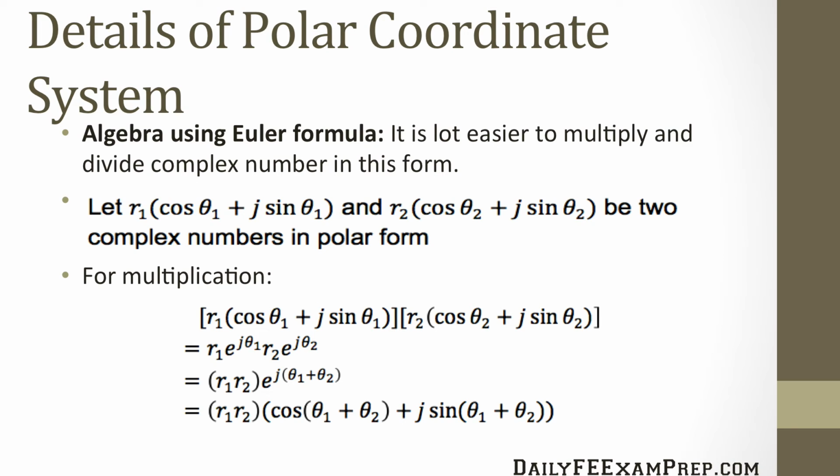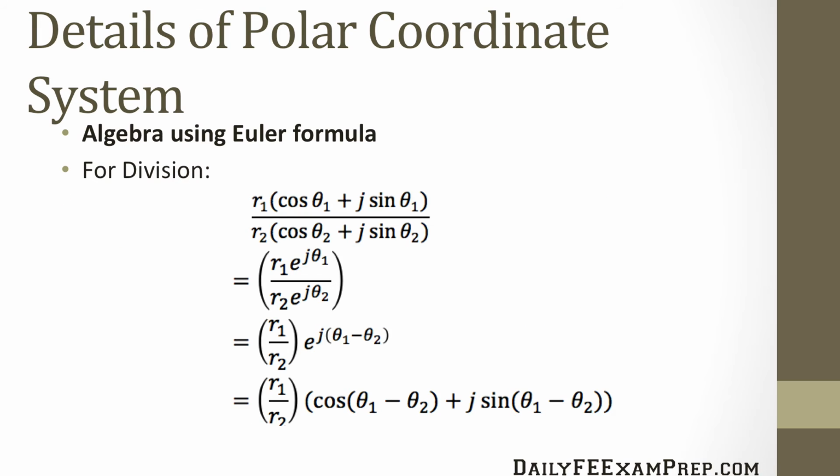And that simplifies down to r1 r2 is equal to e raised to the j of angle theta 1 plus angle theta 2. And that simplifies down to r1 r2 times cosine of theta 1 plus theta 2 plus j sine theta 1 plus theta 2.